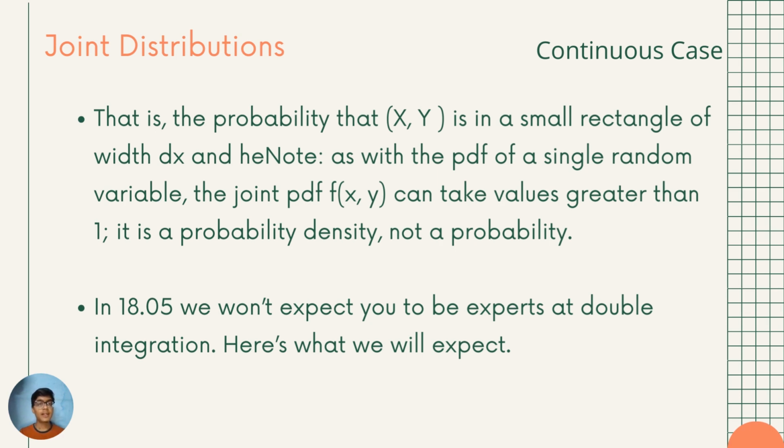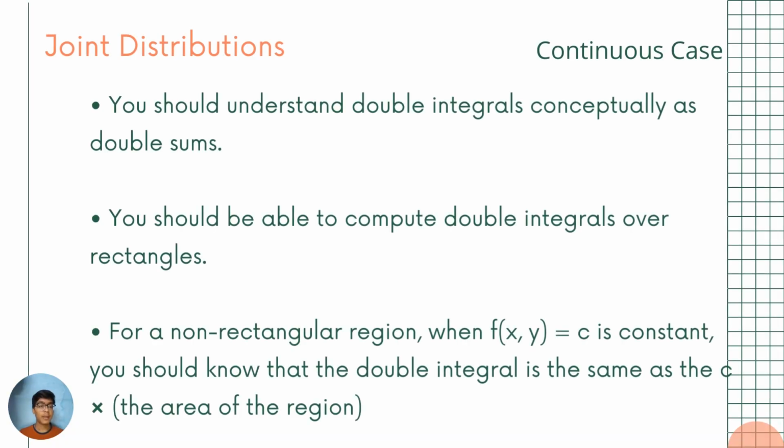That is the probability that capital X comma capital Y is in a small rectangle of width dx and height dy. Note, as with the probability density function of a single random variable, the joint probability density function f of x comma y can take values greater than 1. It is a probability density, not a probability. In 18.05, we now expect this.